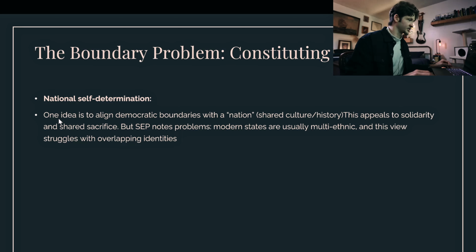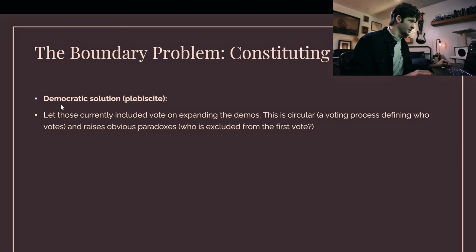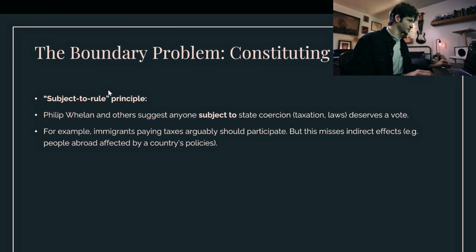Now, national self-determination. One idea is to align democratic boundaries with a nation, shared culture, history. This appeals to solidarity and shared sacrifice. But the SEP notes problems. Modern states are usually multi-ethnic, and this view struggles with overlapping identities. Democratic solution: let those currently included vote on expanding the demos. This is circular, a voting process defining who votes, and raises obvious paradoxes. Who is excluded from the first vote?